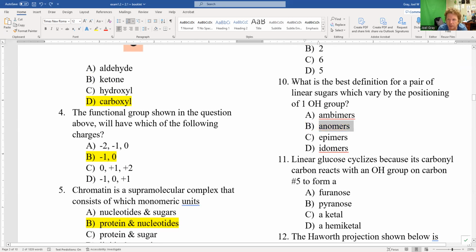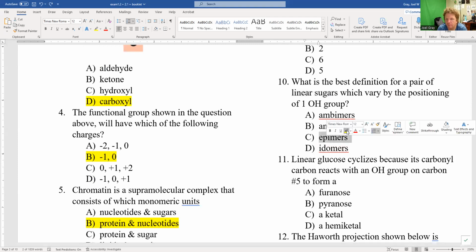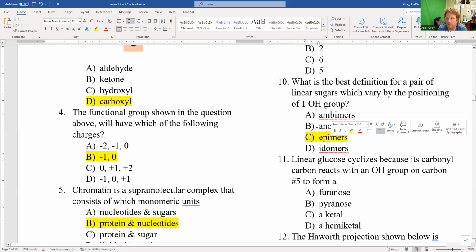Okay, so question number 10. A pair of linear sugars. The key word is linear. And the correct answer for that is epimers. Now, anomers are sugars where the hydroxide group varies when we're talking about a cyclic sugar.